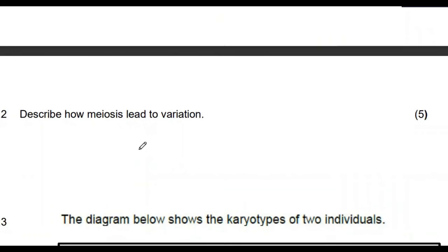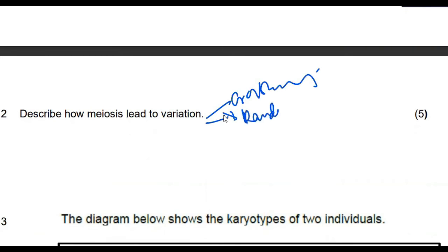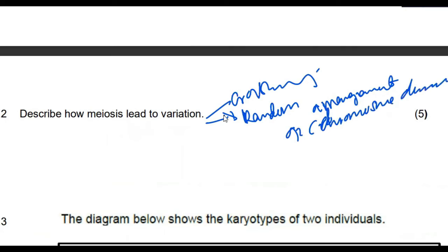Describe how meiosis leads to genetic variation. So now here you are talking about only processes which lead to genetic variation. Here you talk about crossing over, so you describe crossing over. Then you talk about the random arrangement of chromosomes during metaphase. Yes. So basically, that's what you need to explain. It can lead to genetic variation.